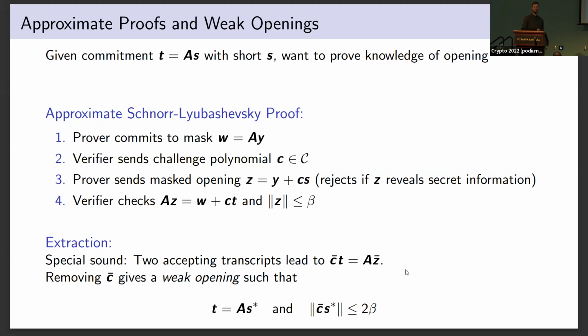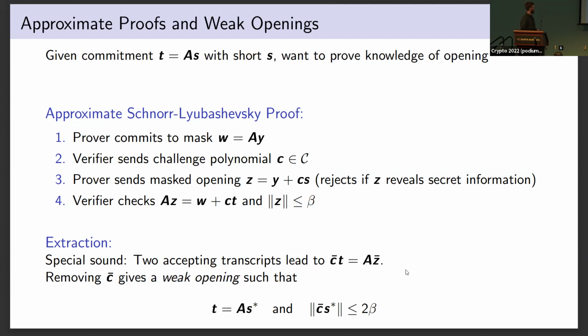And this is what we call an approximate commitment opening, because compared to the actual commitment opening, there's this additional factor of c bar, and also this pre-image z bar for a is much longer than s. But it turns out that the commitment is still binding with respect to these approximate openings, and therefore this is interesting.